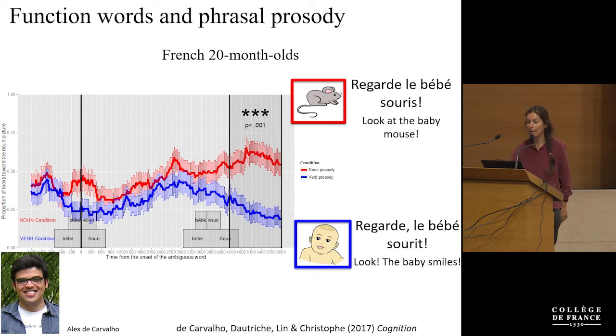Adults do it very well. And 20-month-old French-speaking children do that as well. So here you see that when they listen to that sentence here, they look more towards the mouse than when they listen to the blue sentence here, where they look more towards the baby. So that's with words they already know. Can they also do this with words they do not know yet?